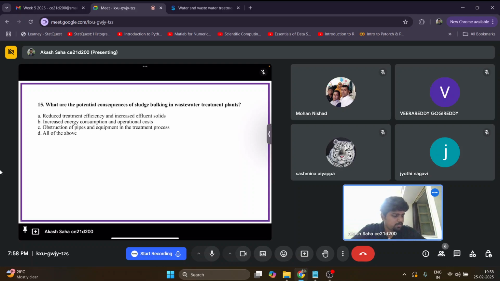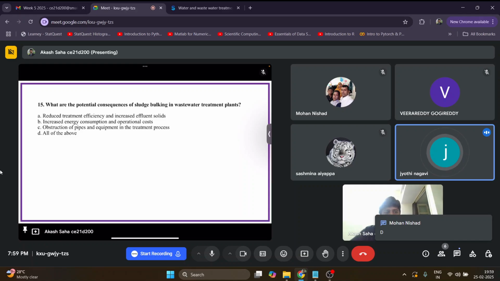Again, a similar question. What are the potential consequences of sludge bulking in a wastewater treatment plant? Reduced treatment efficiency and increased effluent solids, increased energy consumption and operational cost, obstruction of pipes and equipment in the treatment process, or all of the above.